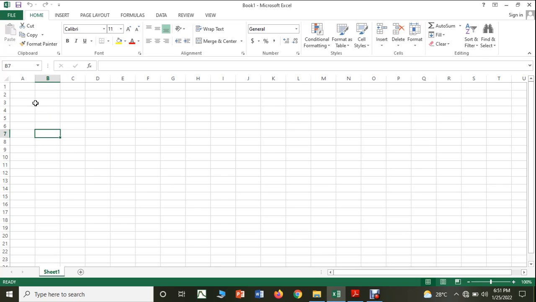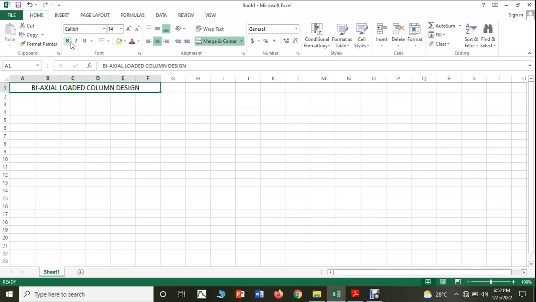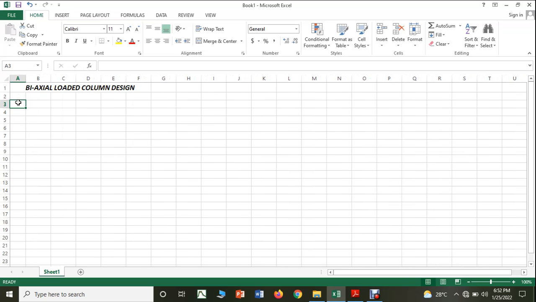So let us give the heading like this: biaxial loaded column design. Yes, this is the heading that we can give. Now in this, the first and foremost input that you are supposed to give here is the grade of concrete. I can give the naming like this.